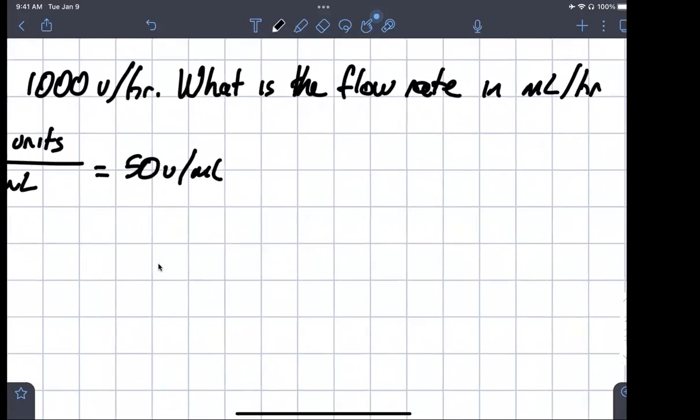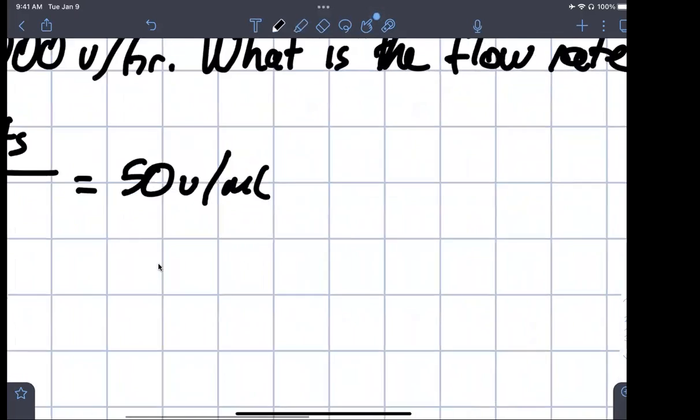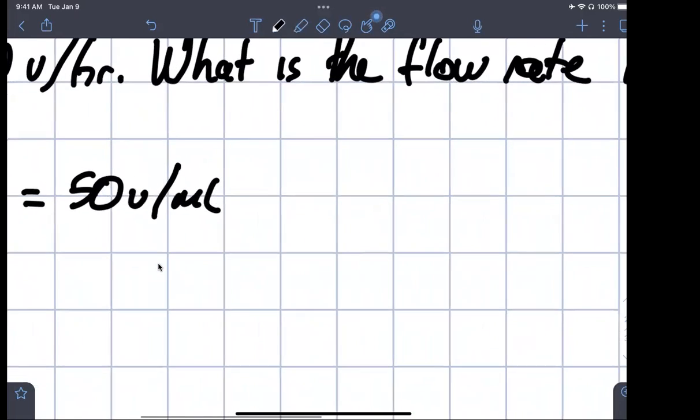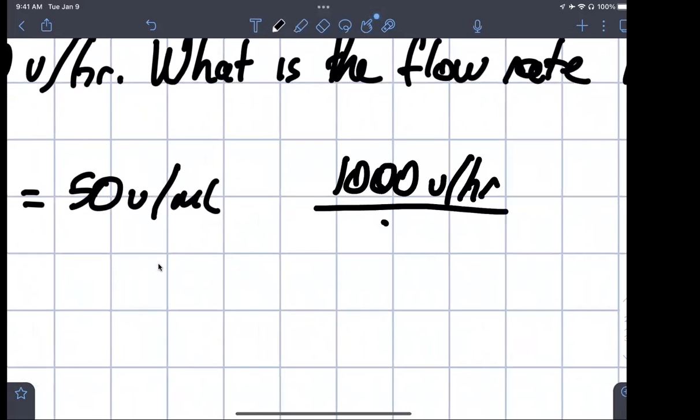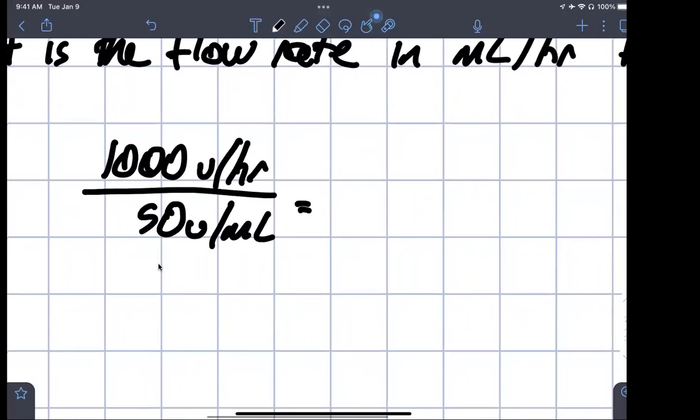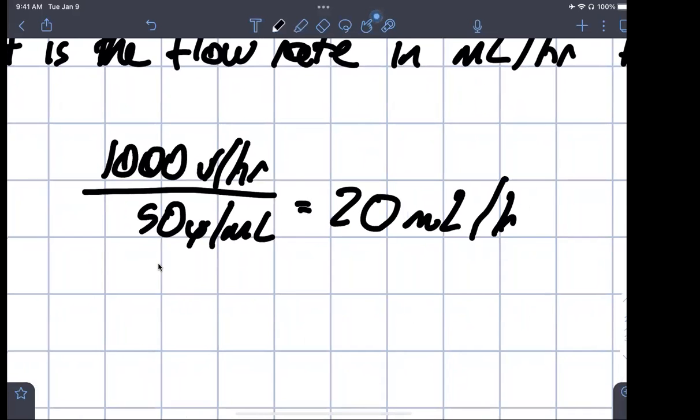We already know that it's set for 1,000 units per hour. So if it's 1,000 units per hour, and we know we have 50 units per mil, this operation will tell us how many mils that takes. 20, and that's mil per hour.